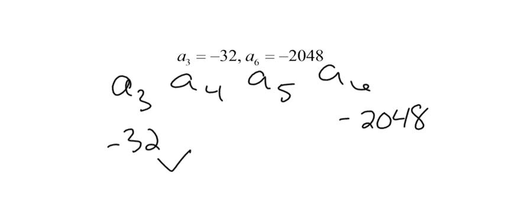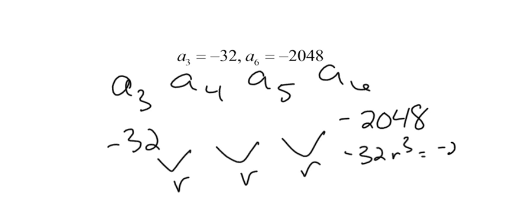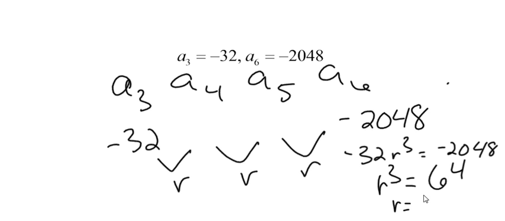Well, we know that negative 32 times r, then times r, then times r again is equal to this value. So therefore, negative 32 times r cubed is equal to negative 2048. Negative version of the popular game right now. Divide by negative 32. R cubed is then equal to 64, and then take the cube root of 64. Therefore, our common ratio is equal to 4.